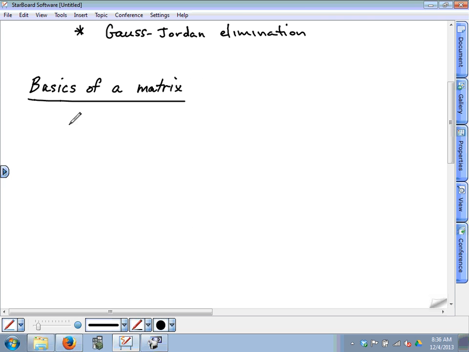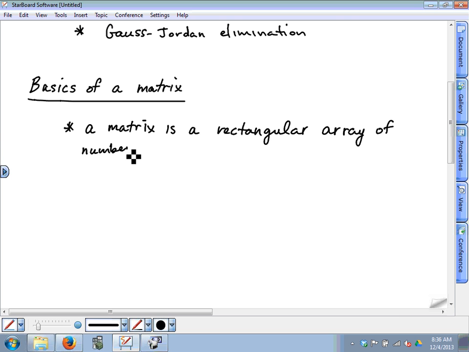All right then, basics of a matrix. Start writing. A matrix is a rectangular array of numbers arranged into rows and columns. A matrix has rows and columns, and it's filled with numbers, no variables, just, well, usually, I guess it could have variables. Mostly it's filled up with just numbers.